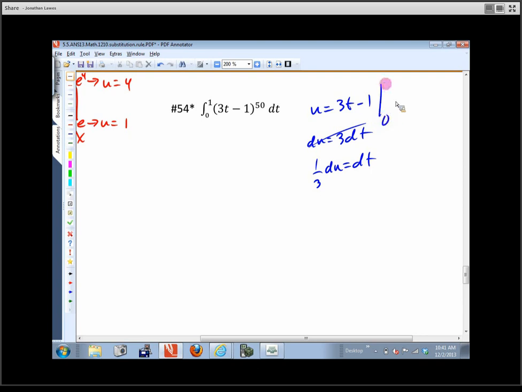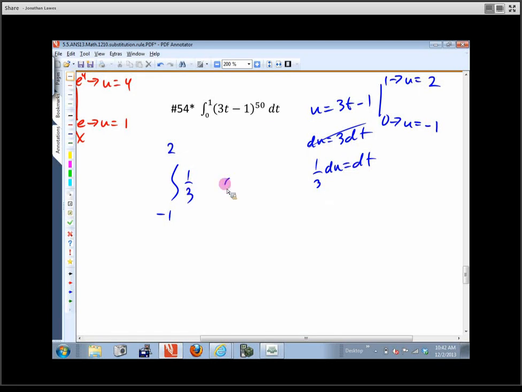So I'm going to plug in a 0 and I'm going to plug in a 1. So that makes my new upper and lower limits of u. Let's see, I plug in a 0, I get -1, right? Plug in a 1, I get 2. So we're integrating from -1 to 2, and this is just 1/3.